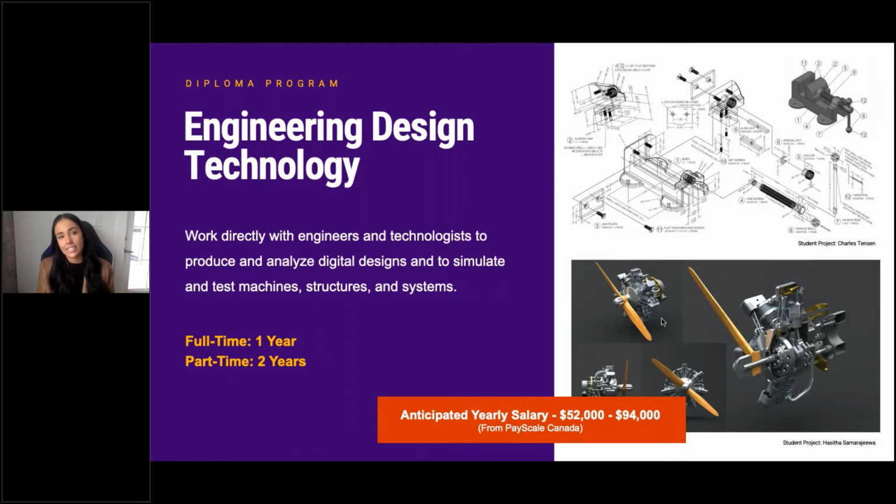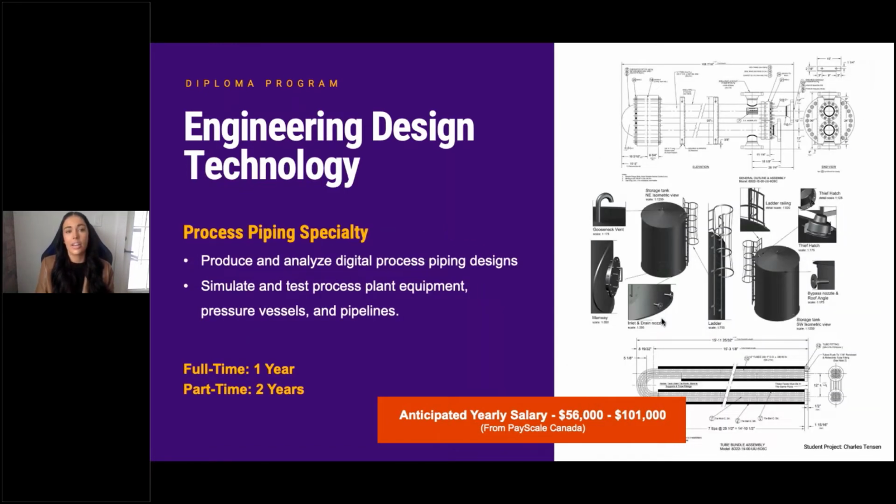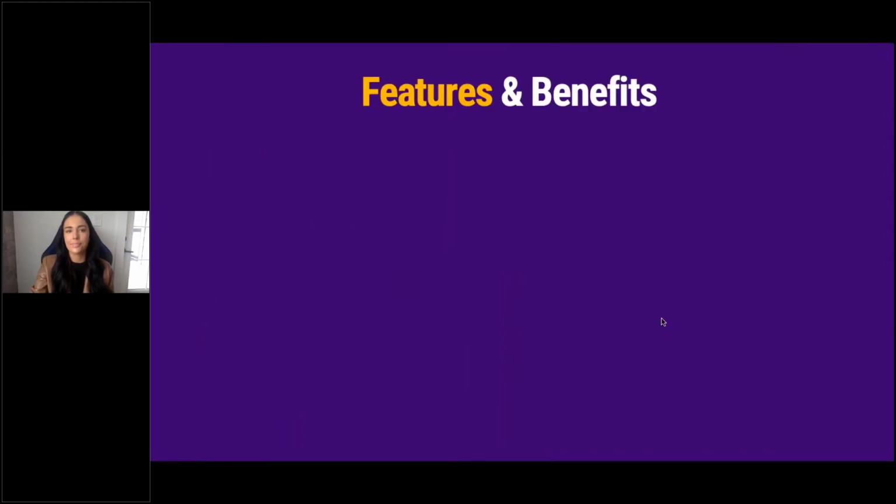We also have an engineering design technology program, which has the same timelines as the previous one, full-time a year or part-time 2 years. And we have the engineering design technology with a process piping specialty, which is a year or 2 years.